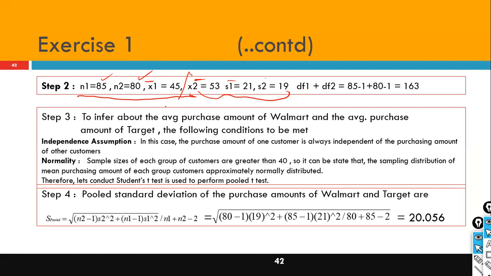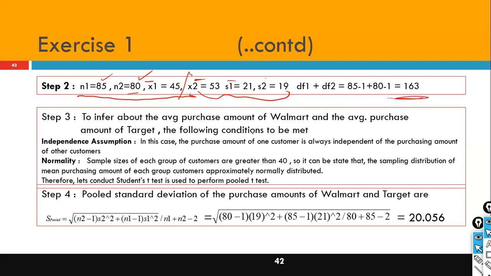In this case, the degrees of freedom is slightly different. Earlier, total sample minus 1 was the degrees of freedom, as we discussed. But here we have to find two degrees of freedom and add them together. For Walmart, the sample size is 85, so 85 minus 1. For Target, the sample size is 80, so 80 minus 1. Add these two and you get 163. This is your degrees of freedom.